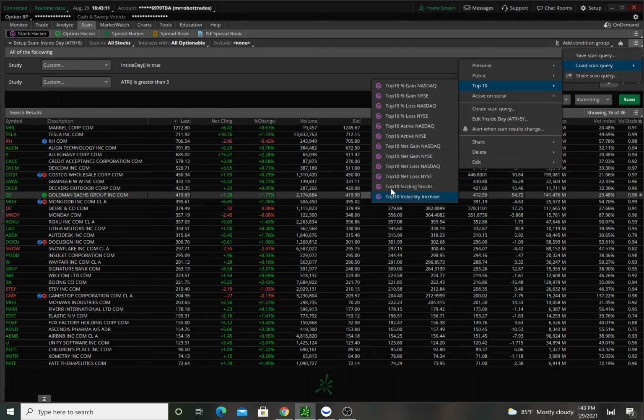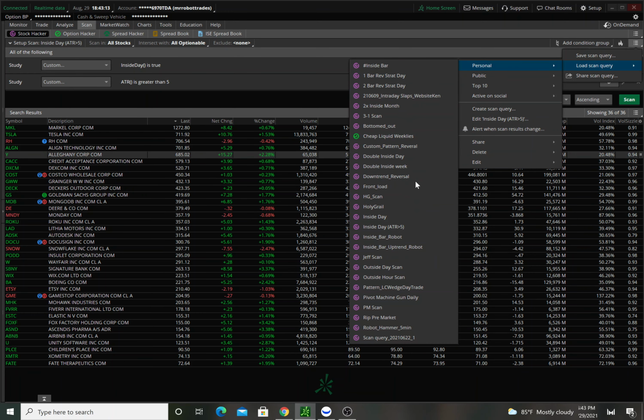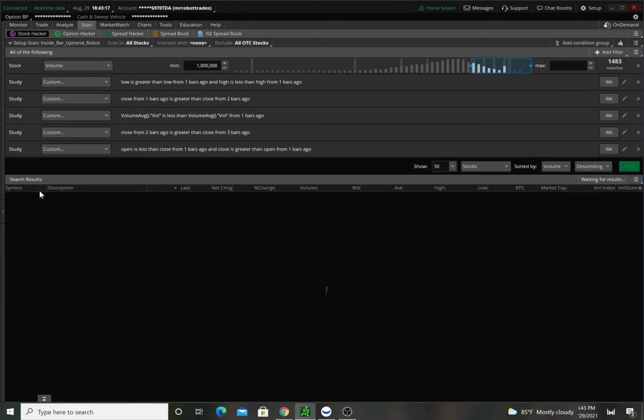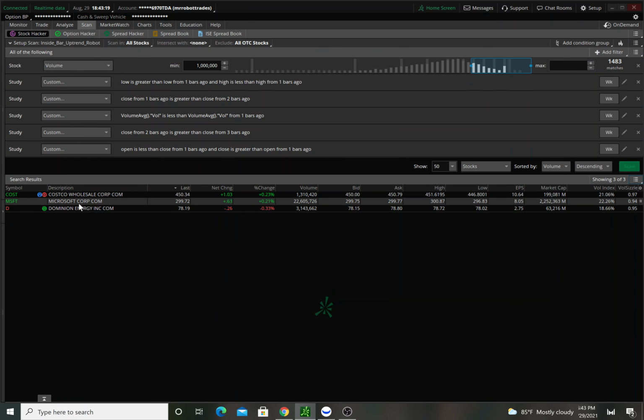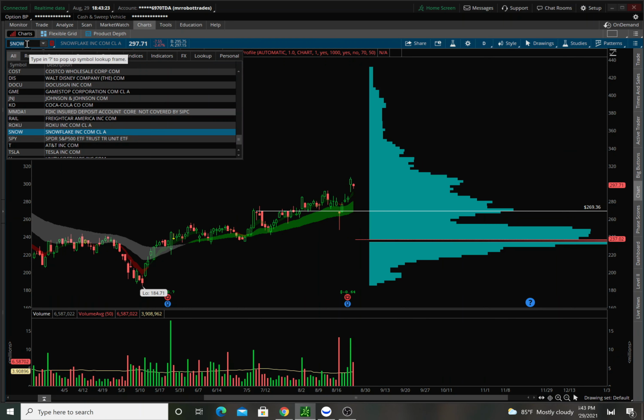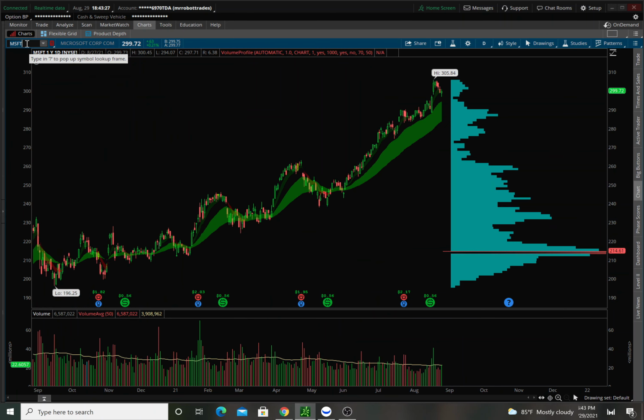The next one, this inside bar uptrend, you can use for commons or for options. I actually use it a lot for commons. This is just looking at something that's been in an uptrend. I think me and Jeff set it for 3 bars in a row, followed by a less than average volume pullback.